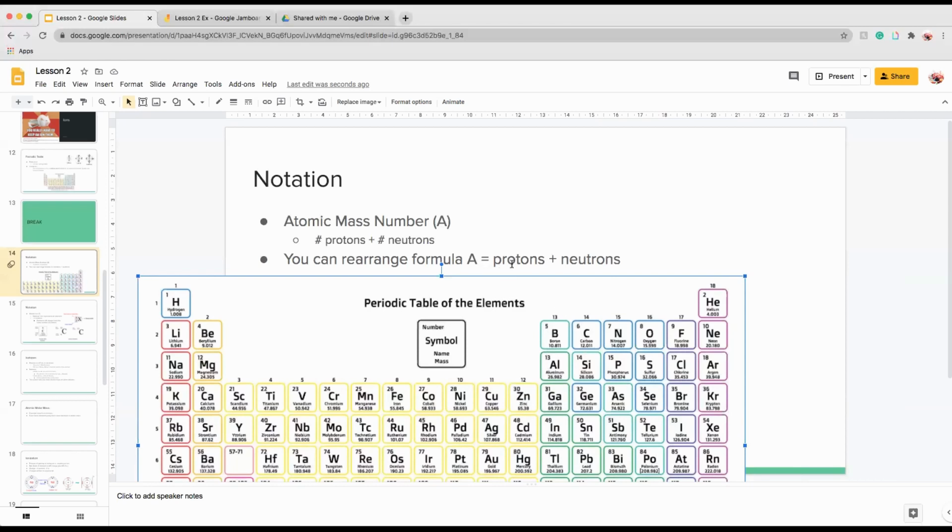By rearranging this formula, we can find the number of neutrons in carbon. To rearrange this formula to find the number of neutrons, we'll just subtract the number of protons from the atomic mass number. For the case of carbon, it will be 12 minus 6, which is equal to 6. So carbon has 6 protons and 6 neutrons.